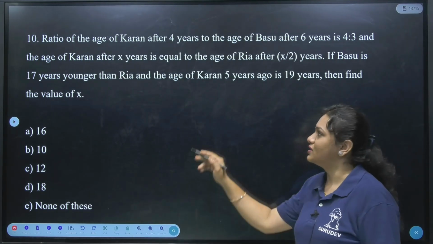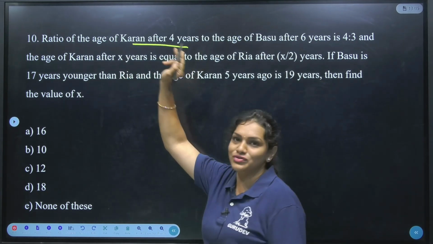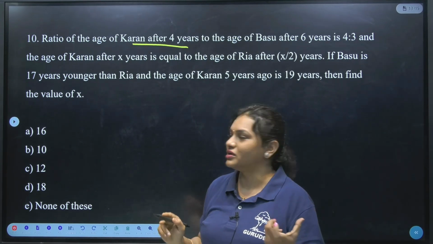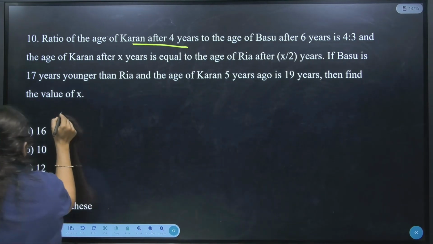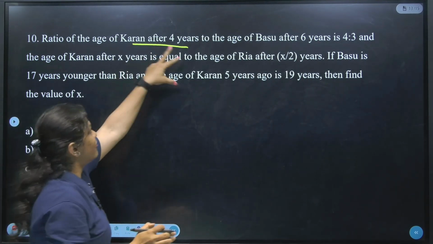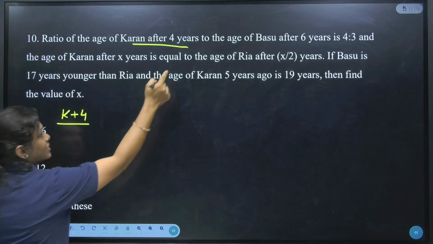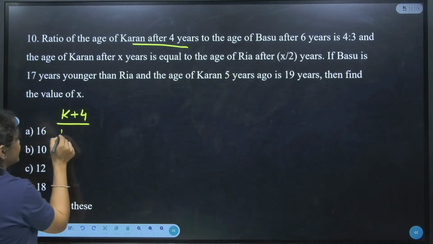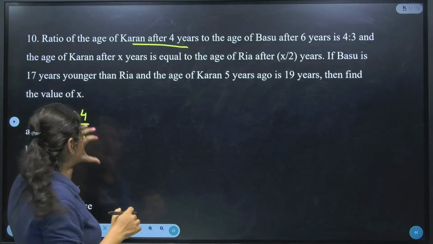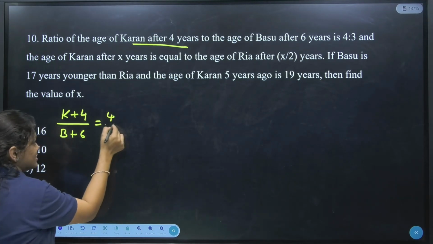Okay, what is it? Ratio of the age of Karan after 4 years. Try to understand. Right at the start itself, they have given the ratio. Ratio of what? Ratio of Karan, okay, but it is not only for Karan. Karan's age after 4 years to the age of Basu after 6 years. Okay, Basu's age after 6 years. That ratio is given as how much? It is 4/3. Okay, just equate them.